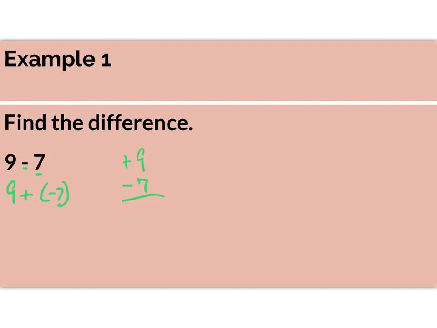So now we see the two numbers together, and same signs add, different signs subtract. So here we go. Different signs, they subtract. Take the sign of the larger number. Positive 2 is our answer. So 9 minus 7 is 2. That's how we get 2 from 9 minus 7.